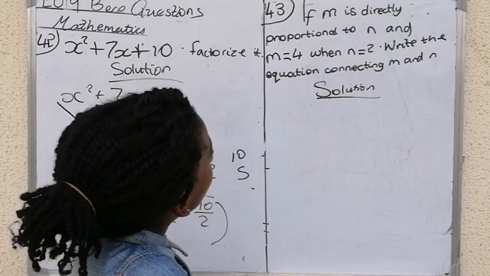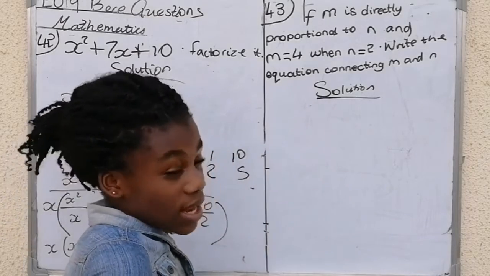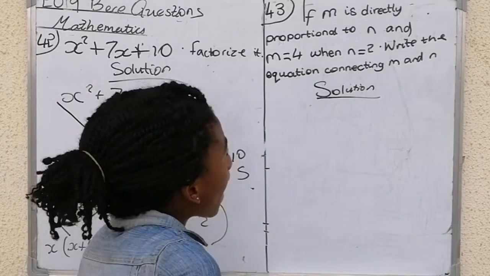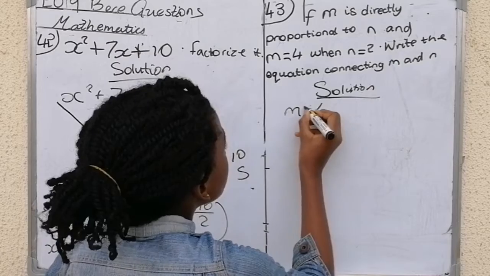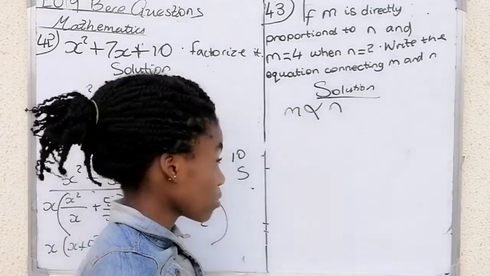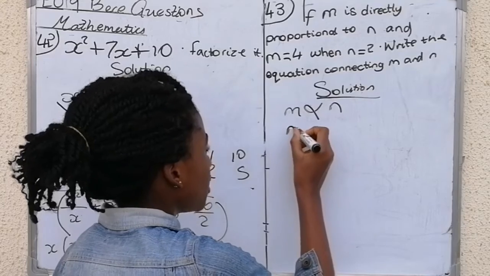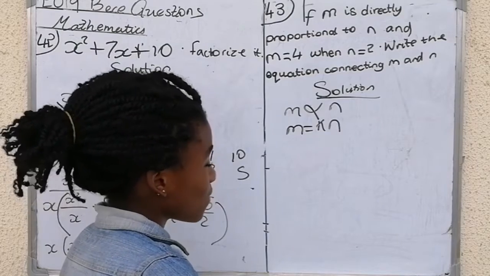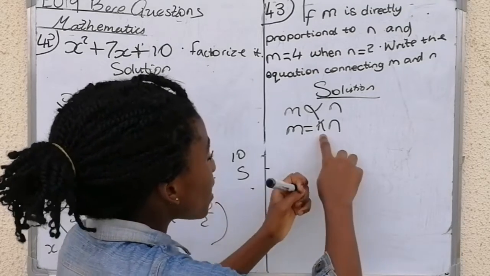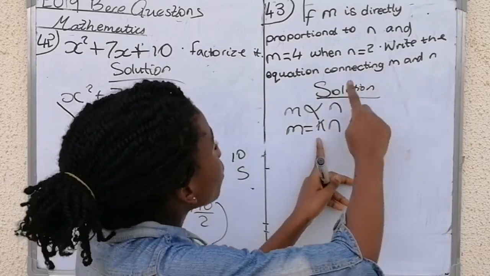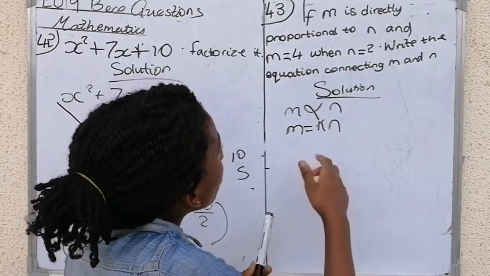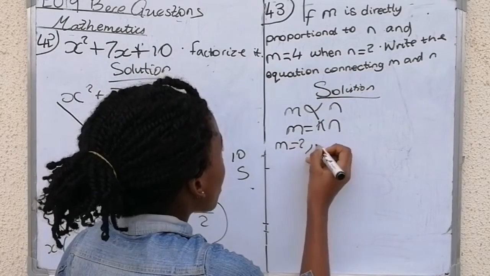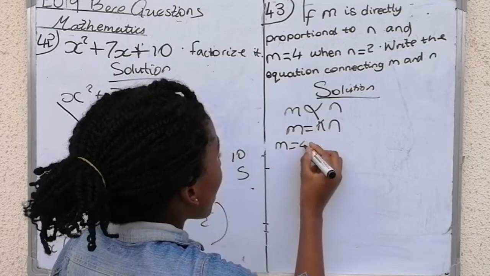So if m is directly proportional to n and m equals 4 when n equals 2, write the equation connecting m and n. So here they are just trying to tell us that m varies n. So since m varies n, m equals kn. So if m equals kn, we have to find out the value of k to write out the equation connecting m and n. Now we're already given the values of m and n. So let's write it out. m equals 4 and n equals 2.